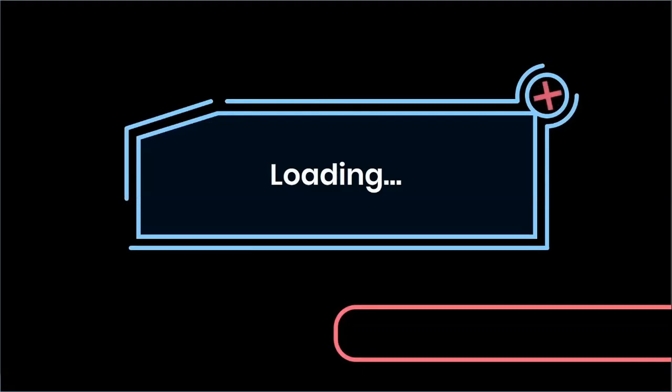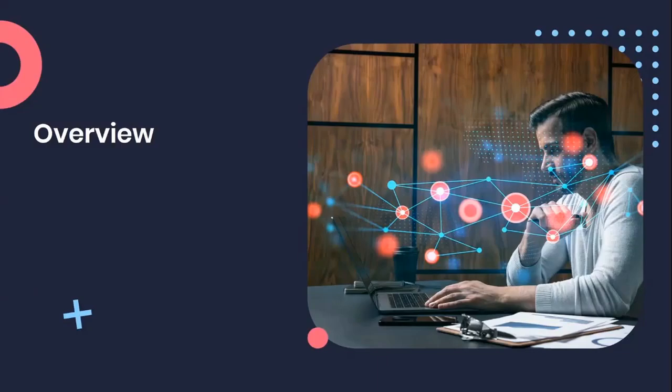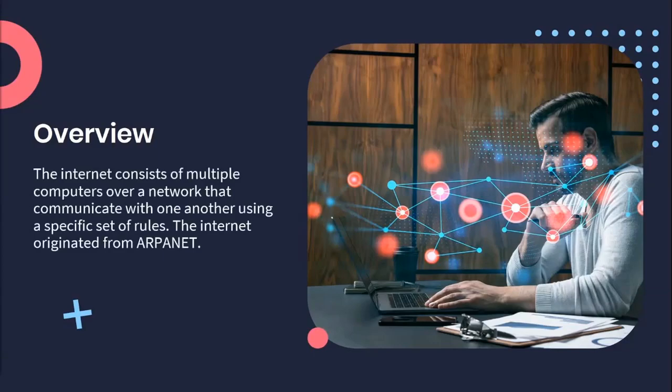Now for our very first topic for today, the internet and the World Wide Web. So without further ado, let's dive in. Now let's briefly visit the overview of the internet. Essentially, the internet consists of multiple computers, otherwise known as devices, over a network that communicate with one another using a specific set of rules.